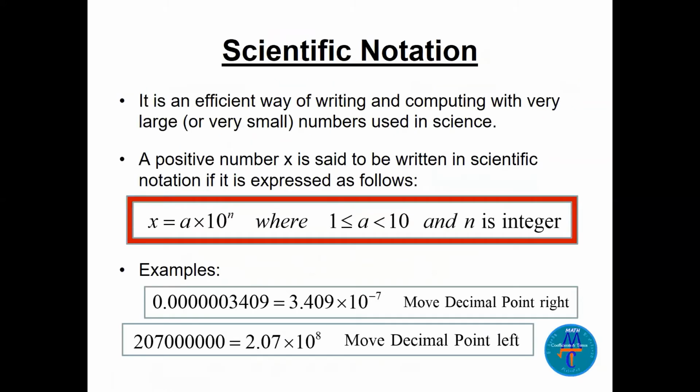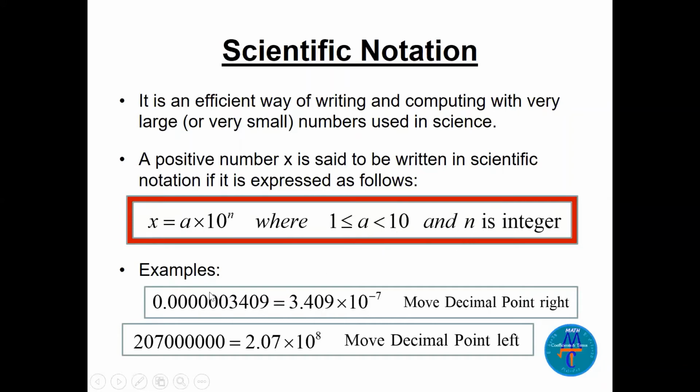Okay, let's see scientific notation. What is scientific notation? It is a simple way of writing very small or very large numbers. I will tell you how to do it. You write x equals a times 10 to the power n, where a is greater than or equal to 1 and less than 10, where n is an integer here.